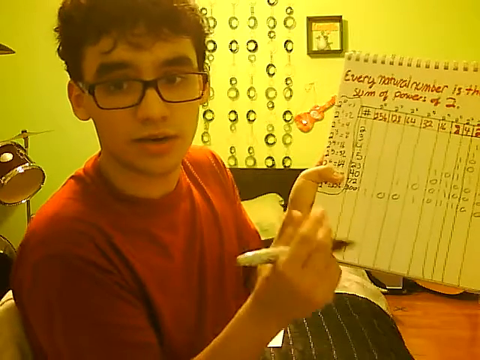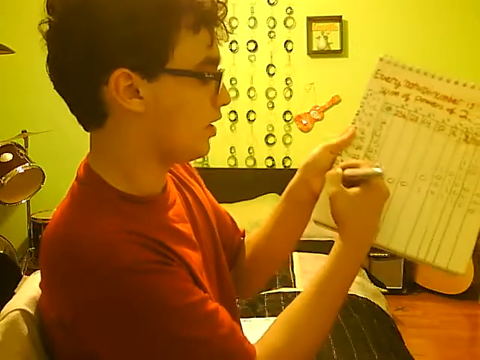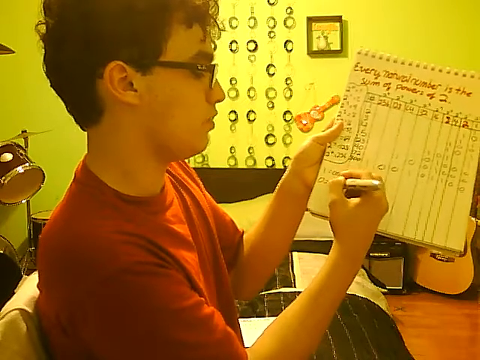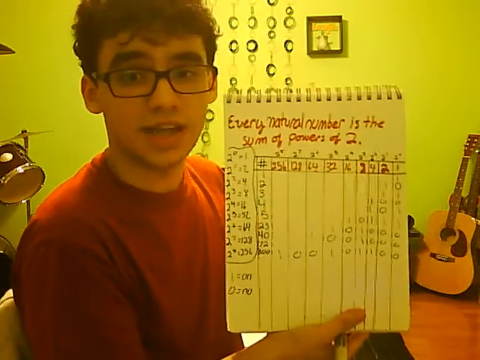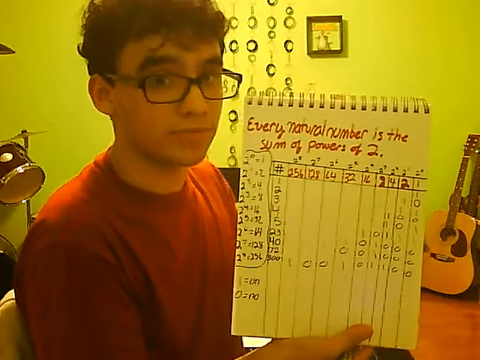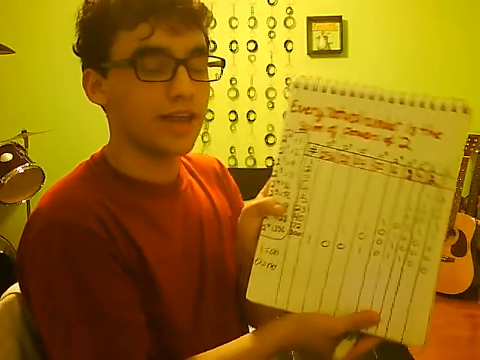Well, that's about it. Just remember that 1 means on, and 0 means no. And just remember that it's the sum of powers of 2, not multiples of 2, powers of 2. And you're all set. I hope I taught you something new today.